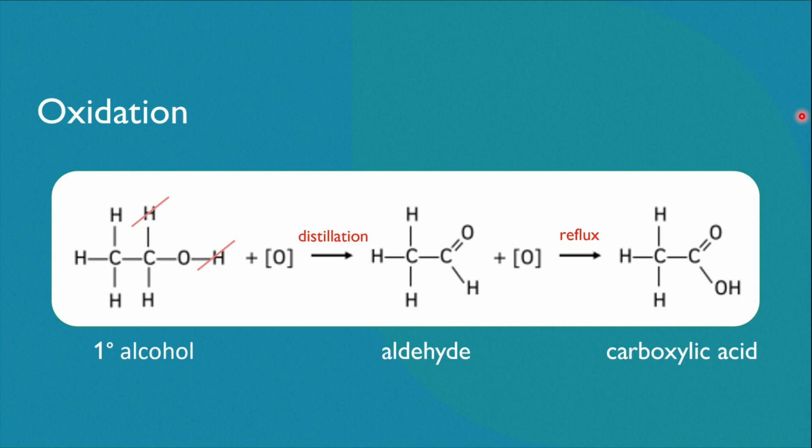If, however, the alcohol is heated under reflux, the aldehyde does not evaporate off and stays in the reaction vessel, which causes it to become further oxidized to form a carboxylic acid by gaining an oxygen. The presence of carboxylic acid will cause the pH of the reaction mixture to become acidic, which can be tested with a pH indicator.